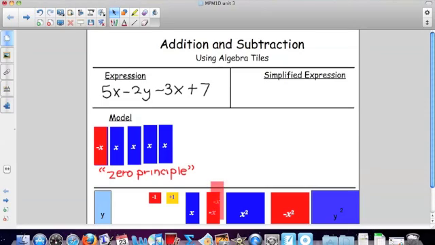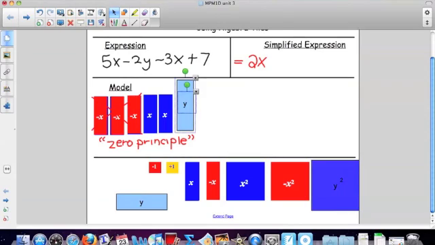We consider that a 0 now. I have another negative x and another negative x. Another negative x. So these three have essentially been canceled out. They no longer exist. So I know in my final answer, I'm going to have a positive 2x left over. Now with our y's, how many y's do we have? And are they going to be negative or positive? Negative, good.